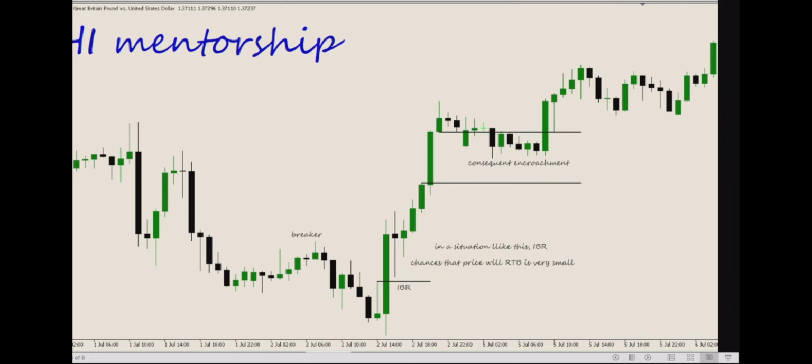Now, back to the chart. There's a breaker here, and then there's a bullish break in market structure. Correct. Then you as a smart money trader, you want to buy on return to order block, which is this black candle. Or if you're looking at this breaker, you also want to buy on return to breaker, which did not happen. Price just kept buying and kept buying.